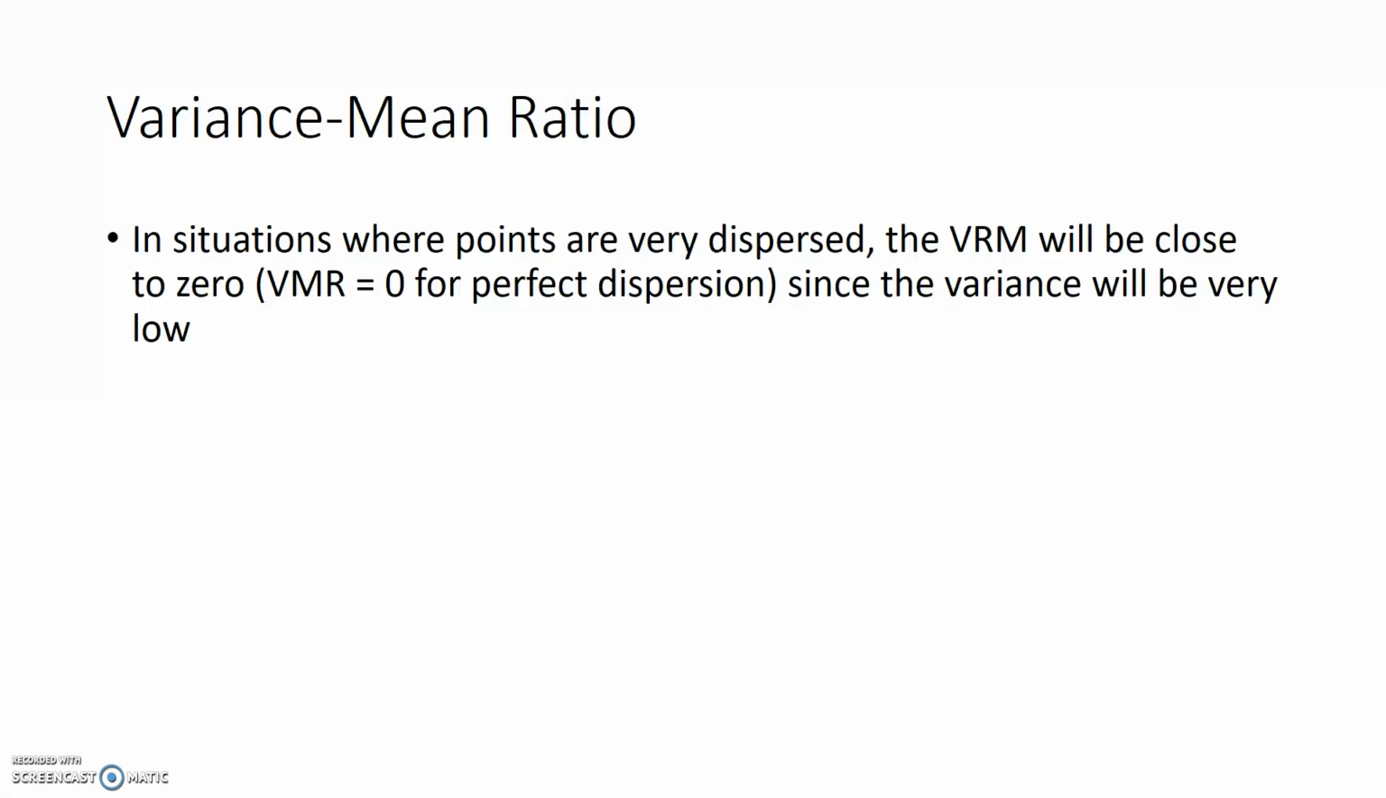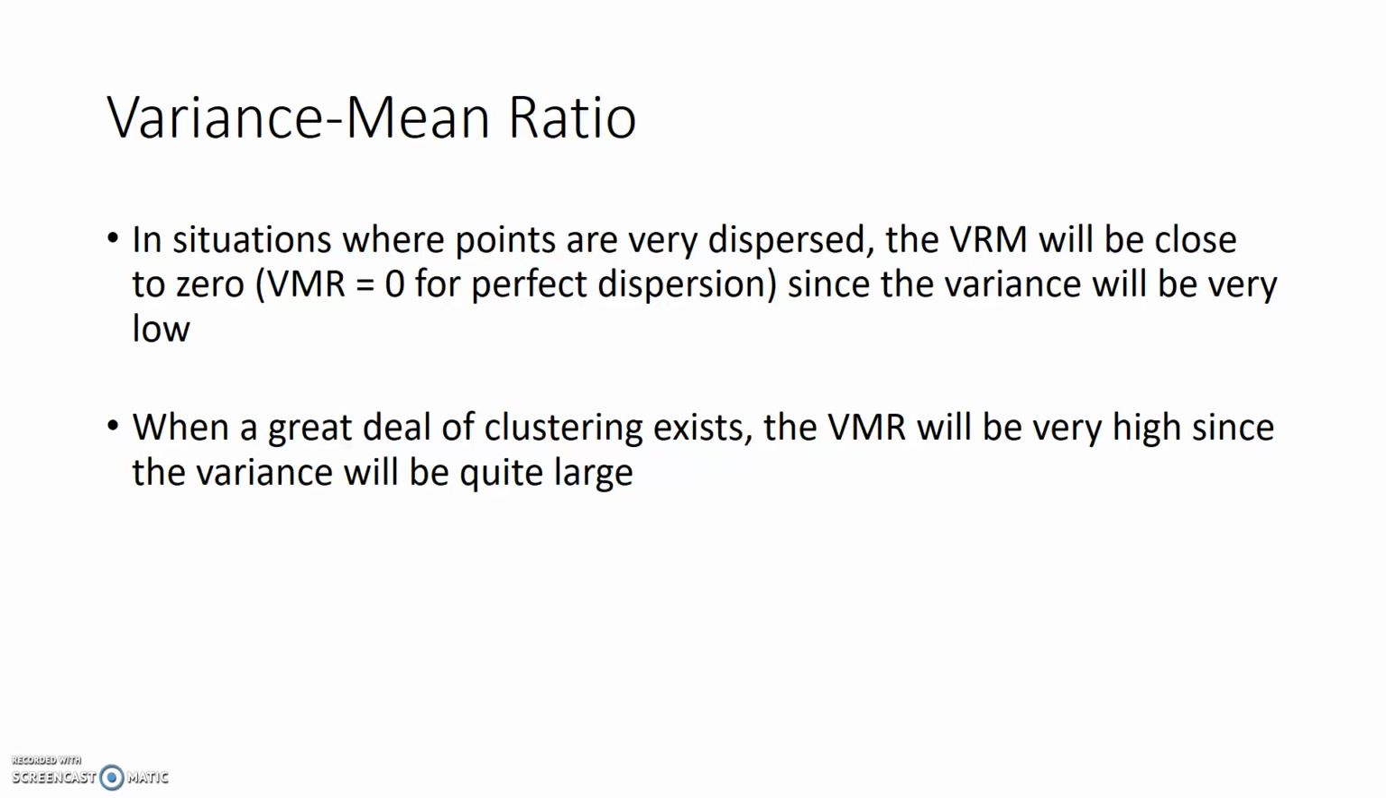So in some situations where your points might be very, very dispersed, you're going to have a value close to 0. Because remember, 0 represents perfect dispersion. And their variance is going to be very low for perfect dispersion.